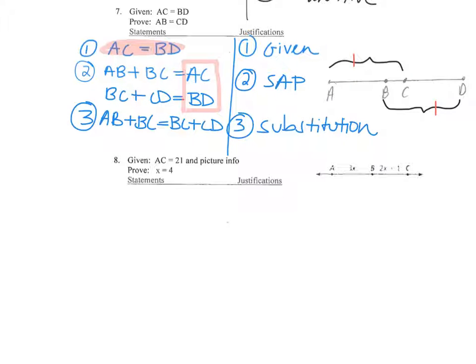It's kind of like systems when you'd say, well, they're both equal to Y, so I can set the two equations equal to each other. The last step we did on our warm-up. You want AB to be equal to CD. Subtract the BC, and you have that. So AB equals CD because of subtraction property of equality.